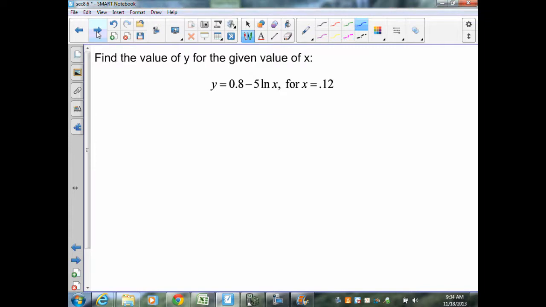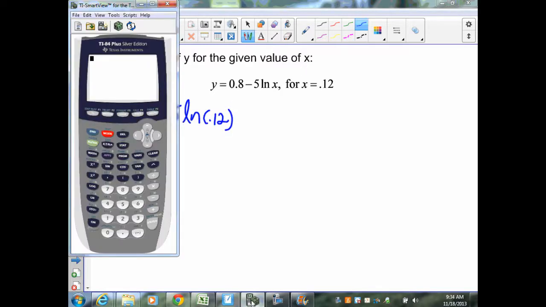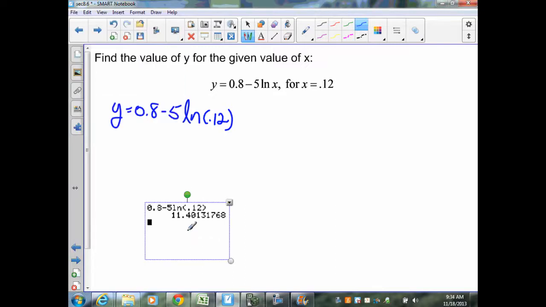On this example, I want to find the value of y for the given value of x. There's two ways that we can do this. One, we can substitute directly into our equation. Therefore, that will give me y equals 0.8 minus 5 ln of 0.12. Then I can just plug that into a calculator. And when I do, that's going to give me 0.8 minus 5 ln, and I'm going to substitute in 0.12 for x. Press enter, and I get a value of 11.4013.